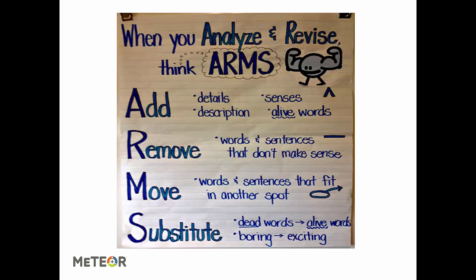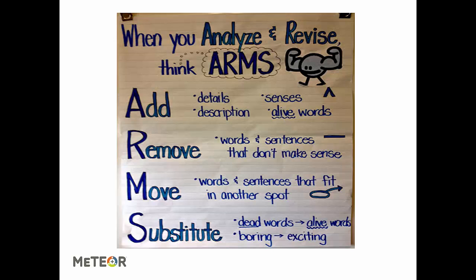Writers revise to add specificity by adding details. They create clarity by deleting irrelevant or unnecessary information. Writers can move text around to improve the organization and flow of the writing and improve descriptions by substituting precise words. Let's look at the ARMS model of revising.